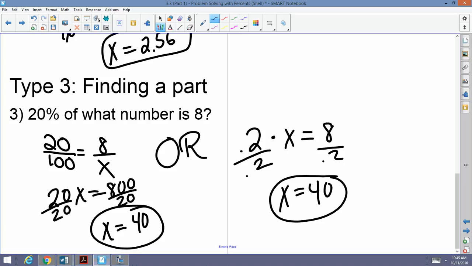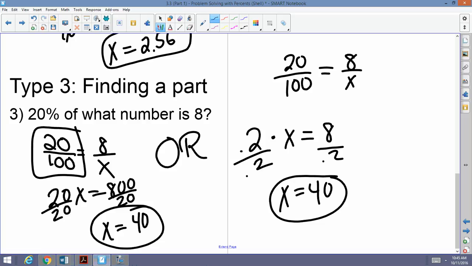Yes, you could simplify the 20 over 100 if you so chose. No, you cannot simplify across. Correct. You cannot simplify across here, but this side of the equation I can simplify. That could become 1/5. But you cannot cross reduce when you're dealing with a proportion. Great question. Thank you.